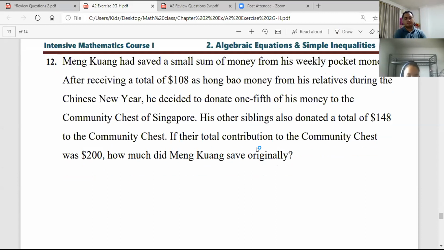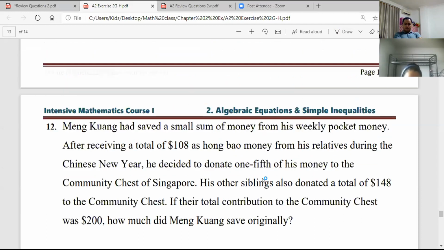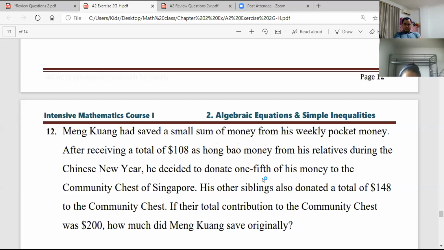Meng Kong had saved a small sum of money for his weekly pocket money. After receiving a total of $108 as he borrowed money from his relatives during the Chinese New Year, he decided to donate one-fifth of his money to the community chest of Singapore. His other siblings also donated a total of $148 to the community chest. If their total contribution to the community chest was $200, how much did Meng Kong save originally?